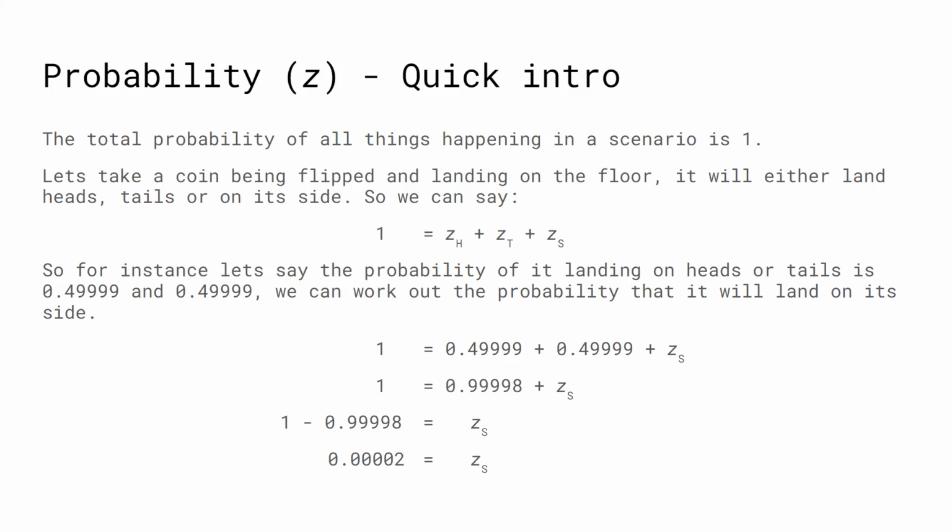So all those possibilities had to add up to 1. So by having a known value for the probability of it landing on heads or tails, we could work out the probability of its landing on its side. In actuality, it's much, much, much smaller than that, but these numbers seemed a bit easier to use.